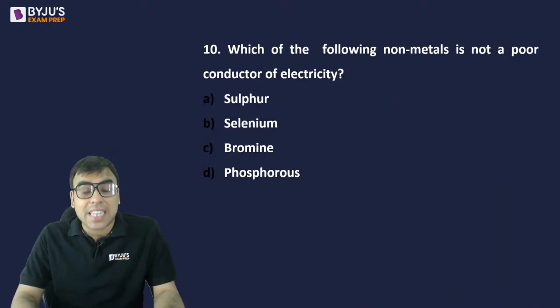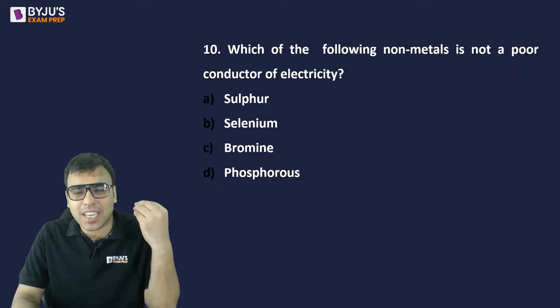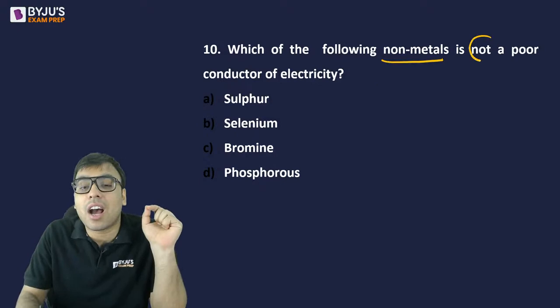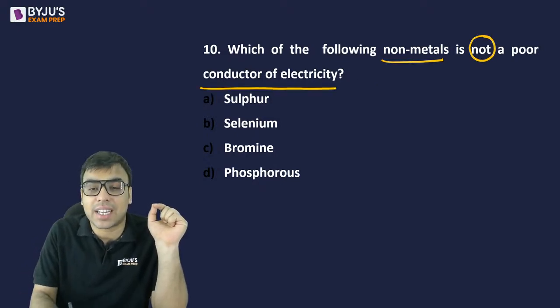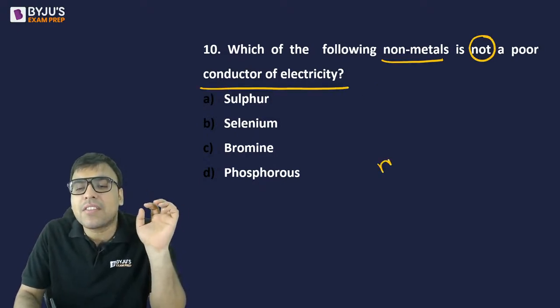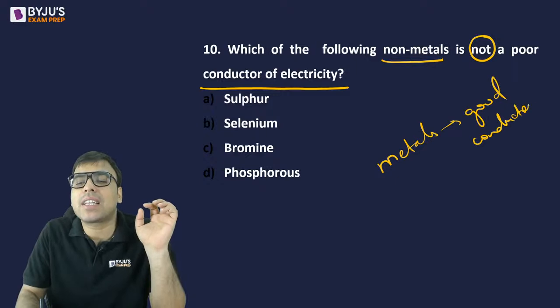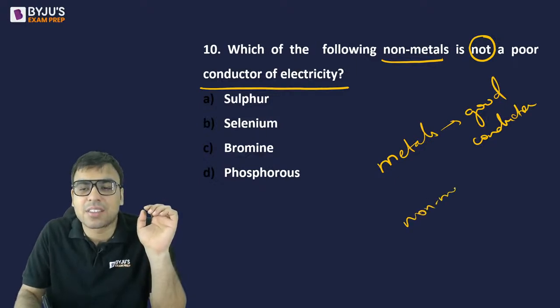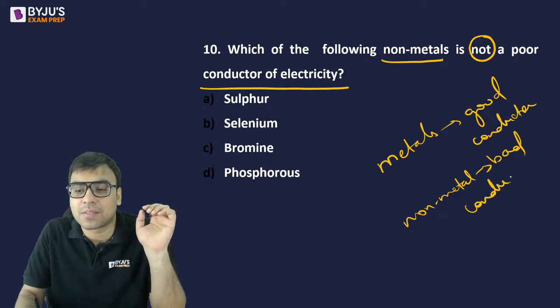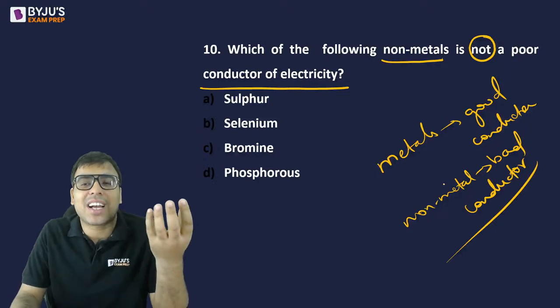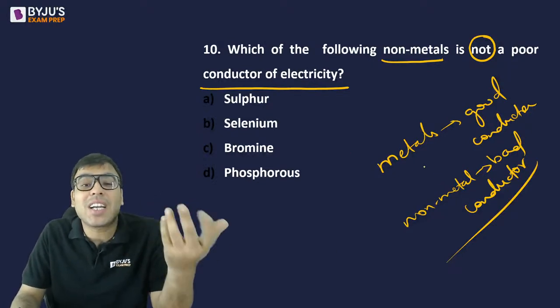Question number 10. See, the question says, be careful while reading it. Which of the following non-metal is not a poor conductor of electricity? Why? Generally, it is believed that metals are good conductors of electricity and non-metals are bad conductors. Yes, generally. But this does not hold true all the time. So here, a non-metal is not a poor conductor. It means it is a good conductor of electricity.